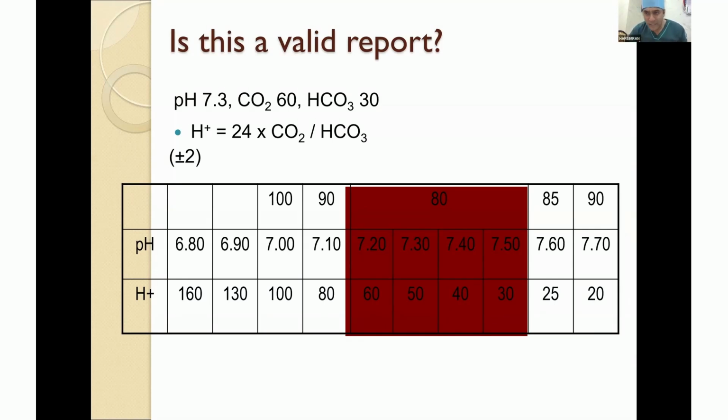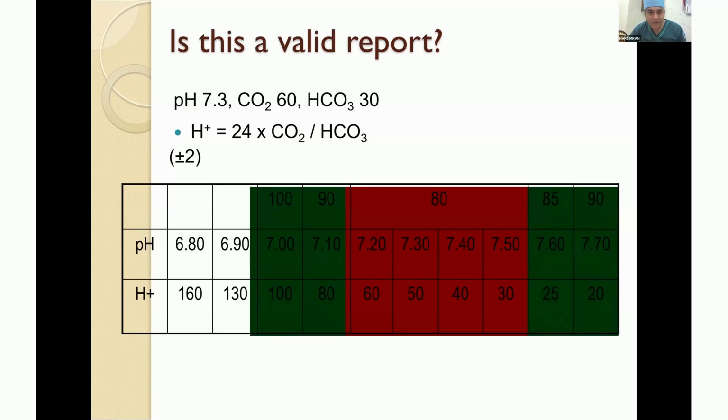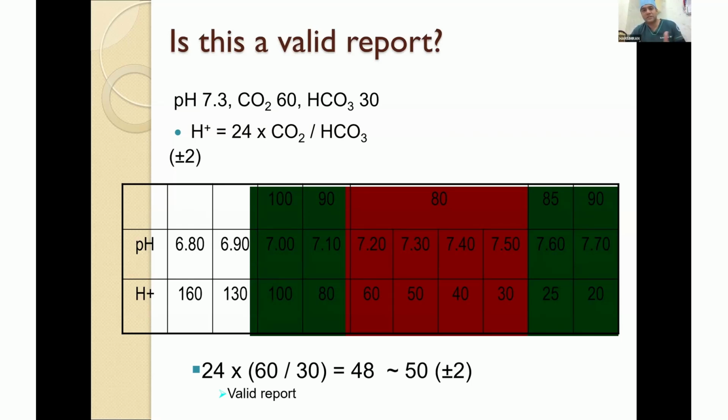Looking at this particular example, whether this is valid or not: 24 into PCO2, that is 60, divided by bicarbonate 30. That comes to around 48. So at pH 7.3, the value is 48. If you see the table, it is 50. So it is almost equivalent. So this would be a valid ABG. This is the validity check we normally do in an ABG.